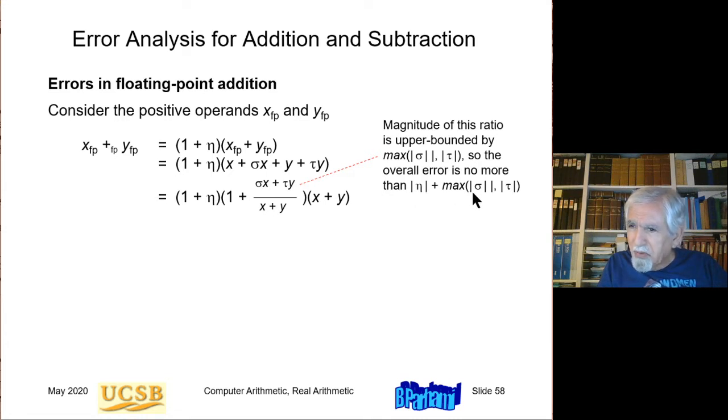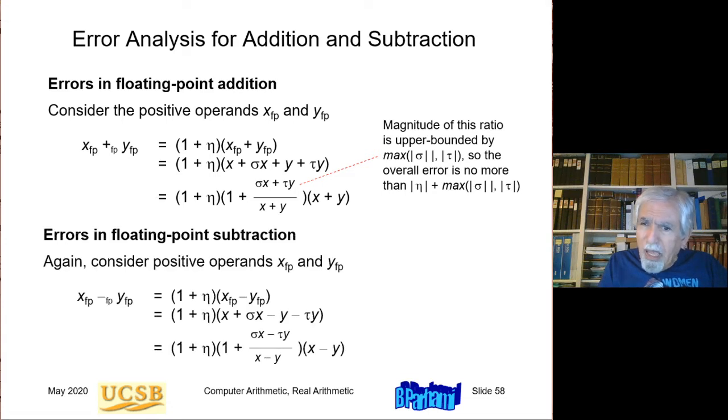Let's say if these two are comparable, it's twice the error in the representation. Okay, so addition with operands of the same sign does not create any undue problem. It's pretty much like multiplication and division. However, when you do subtraction or addition of numbers with different signs, something very interesting happens.